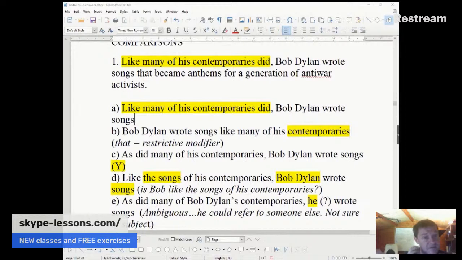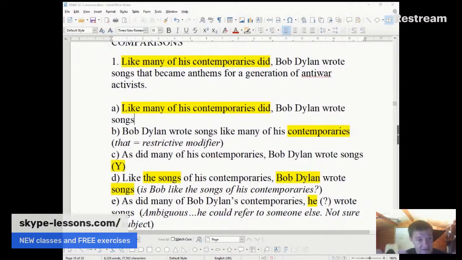So what does a subordinating conjunction do? Well, it always comes before a clause, yeah? So in everyday English, we say like many of his contemporaries did, and we say as many of his contemporaries did. But in academic English, they only allow you to say as many of his contemporaries did and not like many of his contemporaries did. And this is because it's as plus clause. As is a subordinating conjunction in academic English. Like isn't a subordinating conjunction. It's only a preposition, which means we see like plus noun.